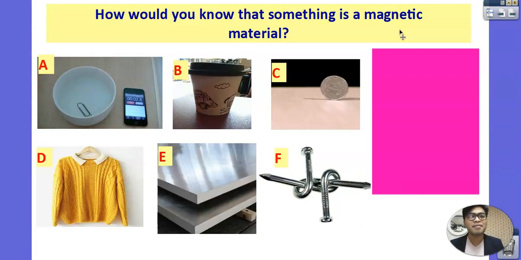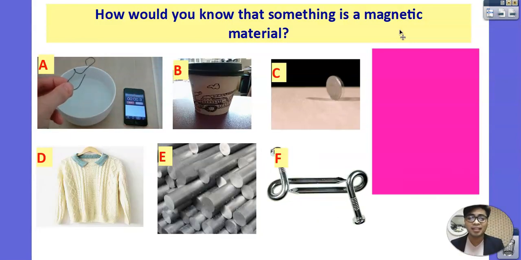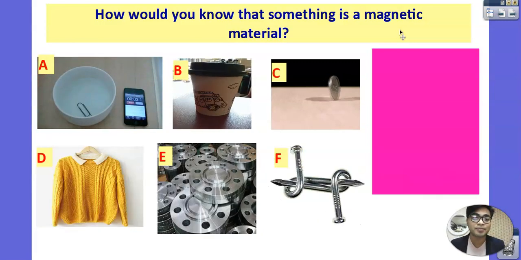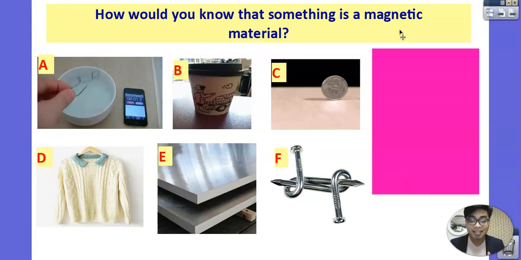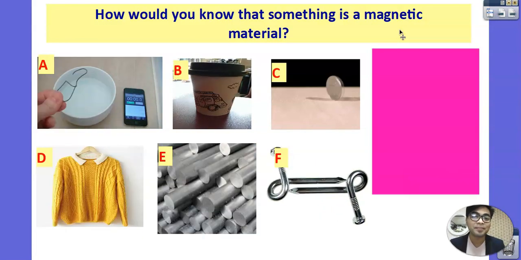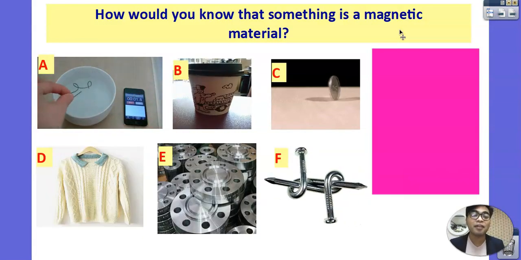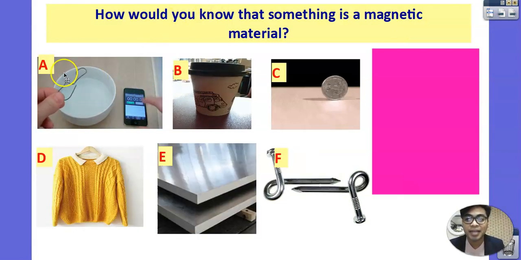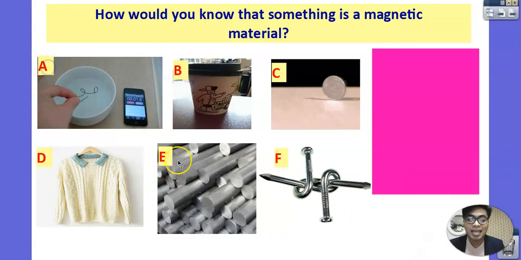So how would you know that something is a magnetic material? So which of these are the magnetic materials? A is the magnetic material, that is correct. E and F are the magnetic materials. So we have here 3. It's A, E, and F.